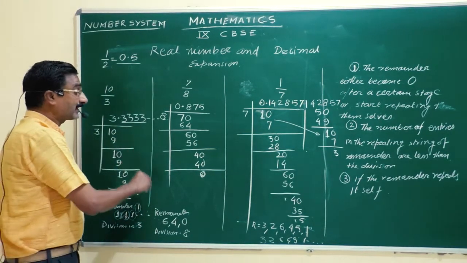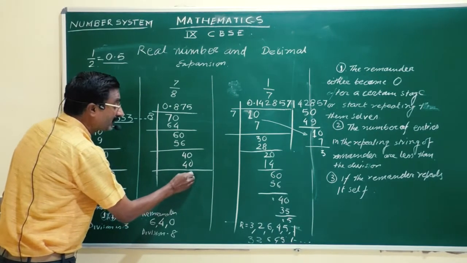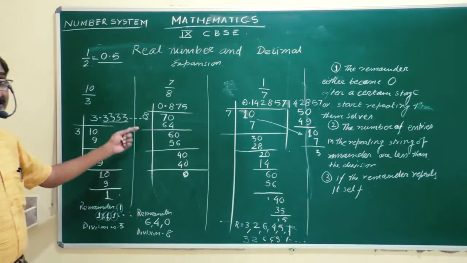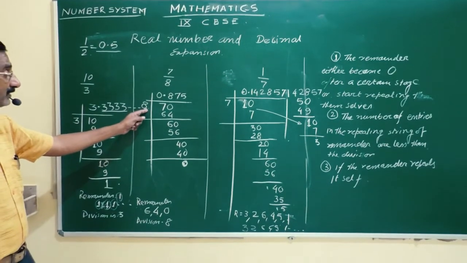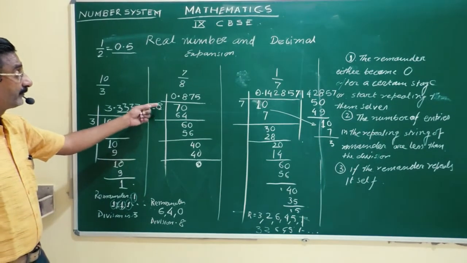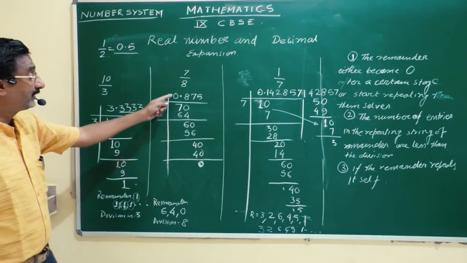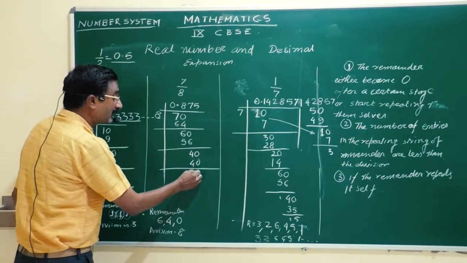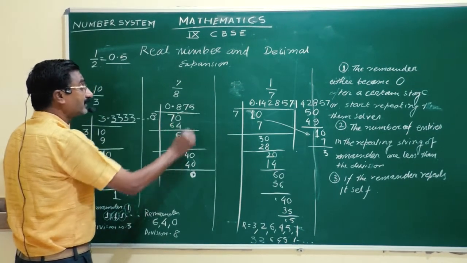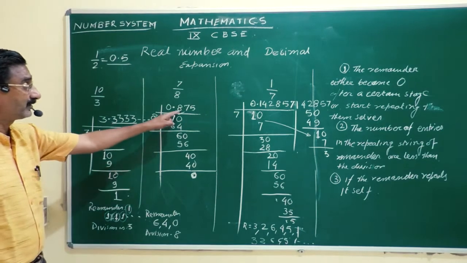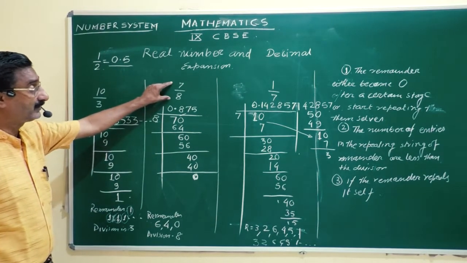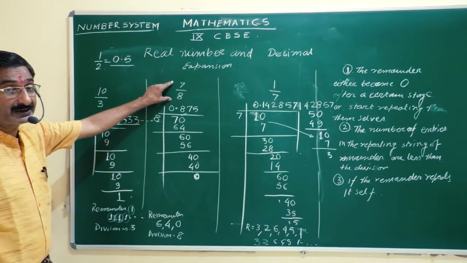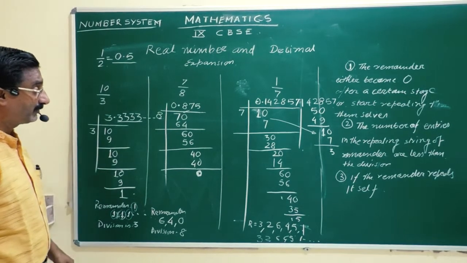Now, in the second case, the remainder becomes 0 after a certain period of time, or after a certain calculation. Then we get 0.875, and the remainder becomes 0. This means this rational number is a terminating number.